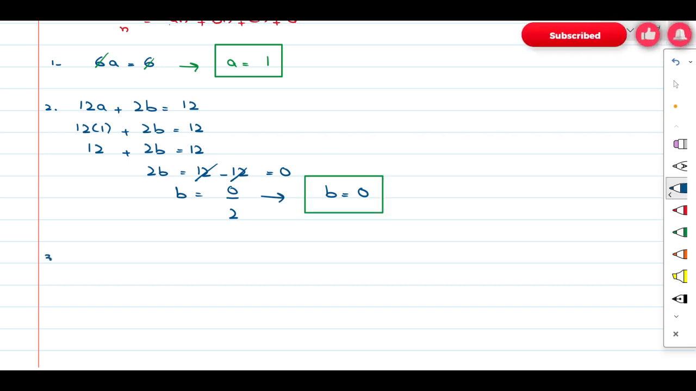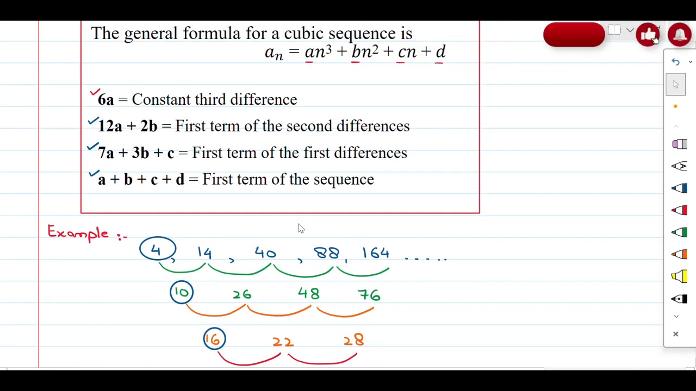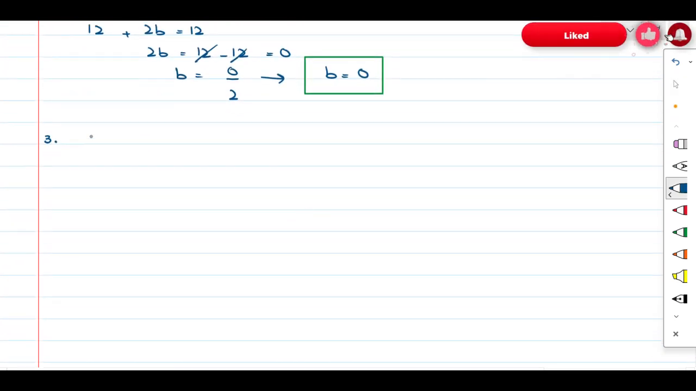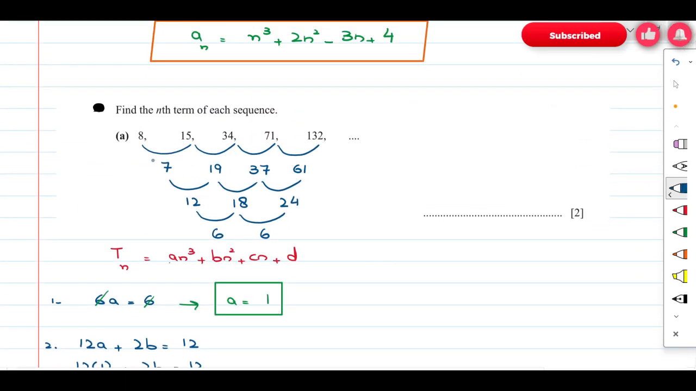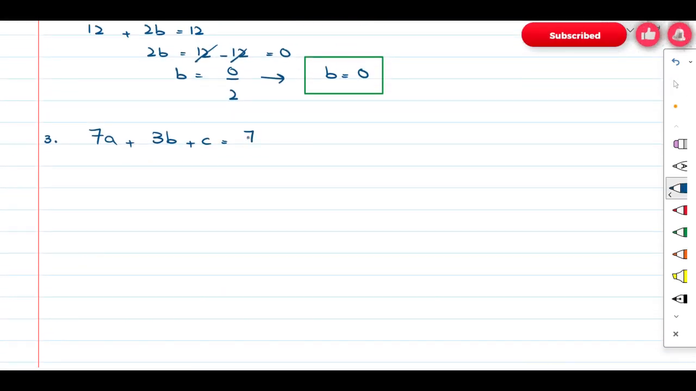Okay, now moving to the third equation for the unknown c. We can say 7a plus 3b plus c is the first term of the first difference. The first term of the first difference is 7. That is equal to 7.